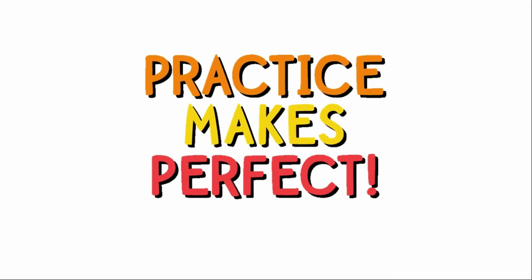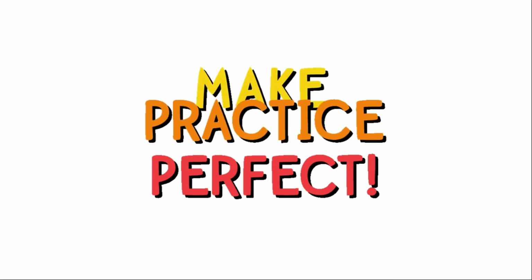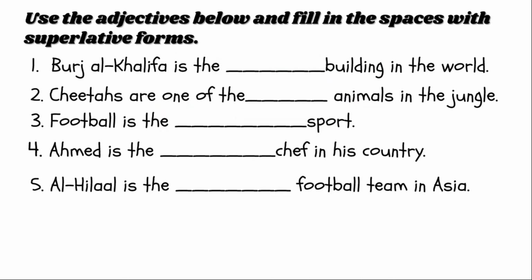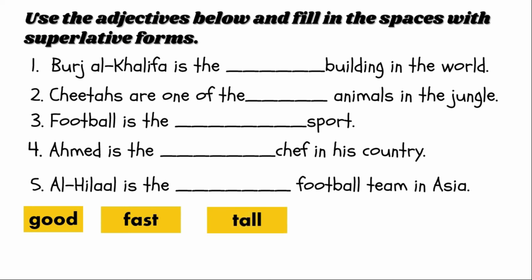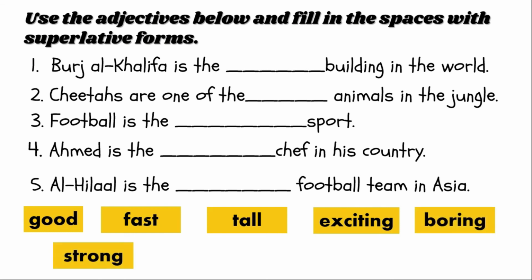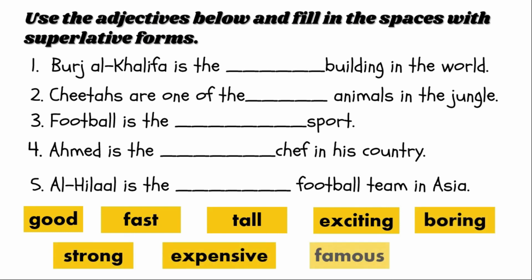Practice makes perfect. Let's make practice perfect. Okay, use the adjectives below, as you can see them popping up now, and fill in the spaces with superlative forms. So we have 5 sentences here, and we have many adjectives: good, fast, tall, exciting, boring, strong, expensive, famous, and big. These are all adjectives.